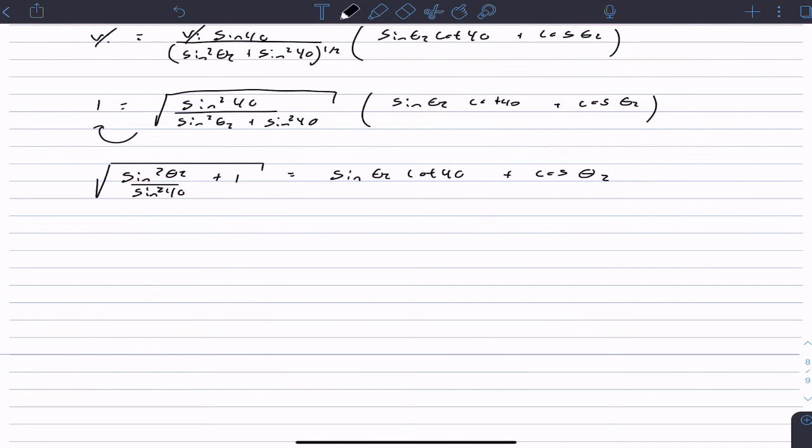And then I square both sides, right? So this is just going to give me sine squared theta 2 plus 1, sine squared 40, and this is going to equal sine squared theta 2 cotangent squared 40 plus cosine squared theta 2 plus 2 cosine theta 2 sine theta 2 cotangent 40.